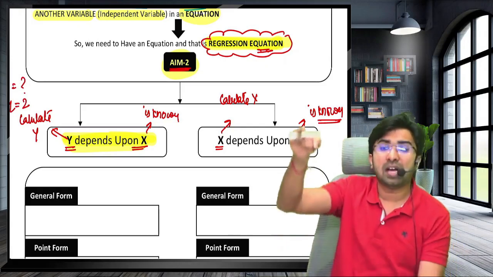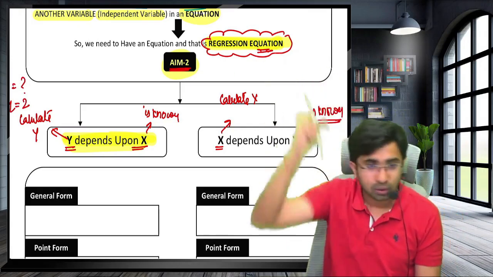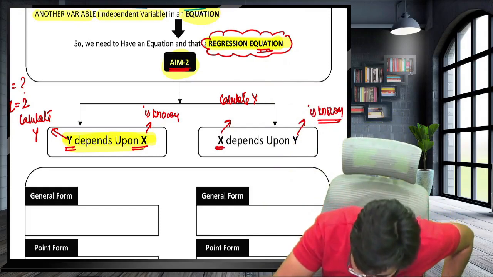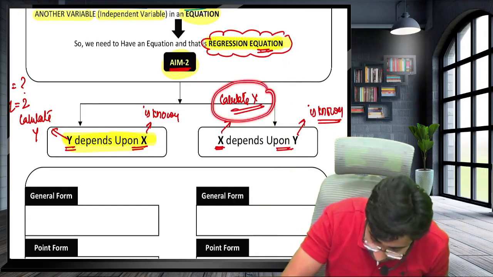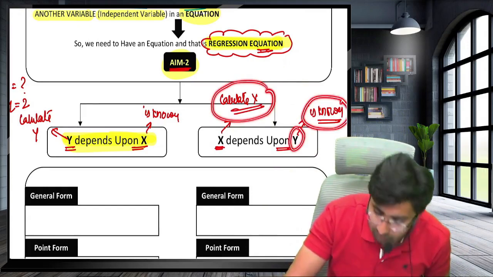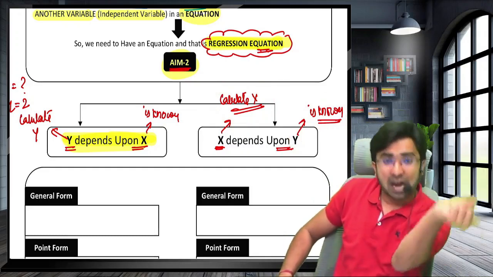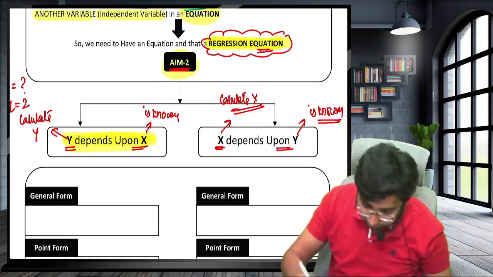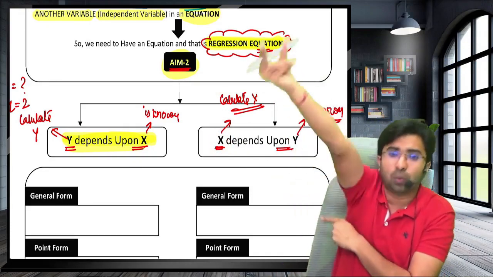Y depends on x means I have to calculate the value of y, and the value of x is known. What do you mean by x depends upon y? It means I have to calculate x, and the value of y is known. If I need to calculate y, I will say calculate y on x equation. And if I need to calculate x, I will say construct x on y equation.